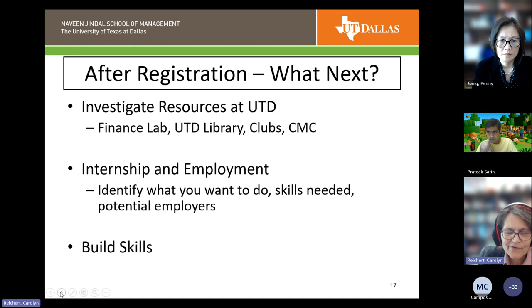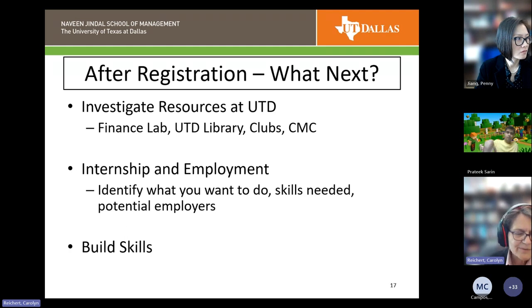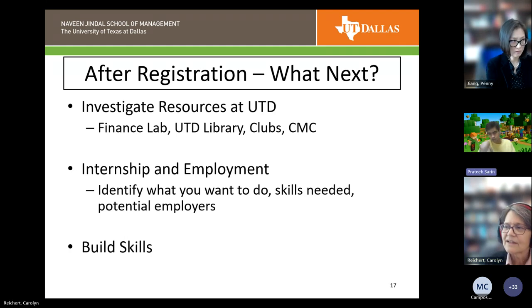So what should I do? I've enrolled in my classes and I'm waiting for the bill and I'm waiting to do things. Well, you can investigate what resources you have available. So check out the finance lab, check out the library, check out the clubs, find out more information from the CMC, all these places where you can go out and meet students.